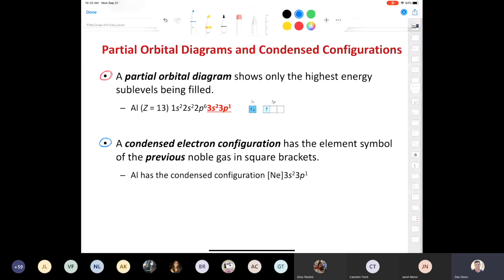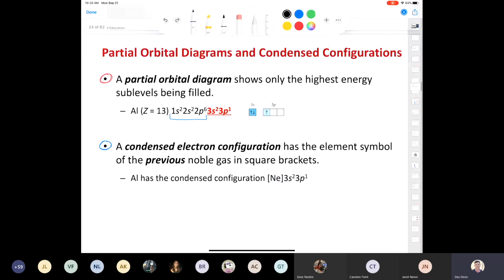So if you had aluminum, let's just practice aluminum, which is 1s2, 2s2, 2p6, 3s2, 3p1. You have 1, 2, 3, 4, plus 6 is 10, 12, 13. So you have all 13 electrons accounted for in there. But instead of writing all of this out, the 1s2, the 2s2, and the 2p6, they shorten that to just neon with square brackets like this. So you just write neon in square brackets.